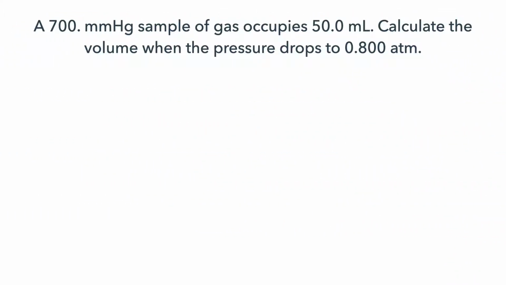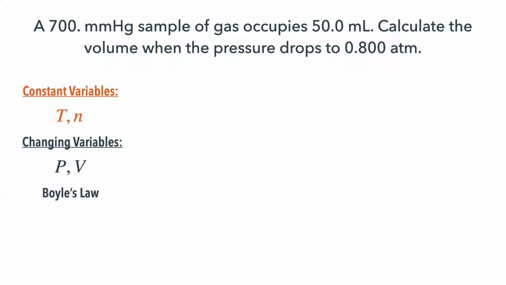A 700 millimeter mercury sample of gas occupies 50 milliliters. Calculate the volume when the pressure drops to 0.8 atmospheres. As always, we need to identify the variables. This problem only references pressure and volume. Thus, it can be assumed that the temperature and moles, T and N, are constant while P and V are changing. This means we need to use our last law, Boyle's.